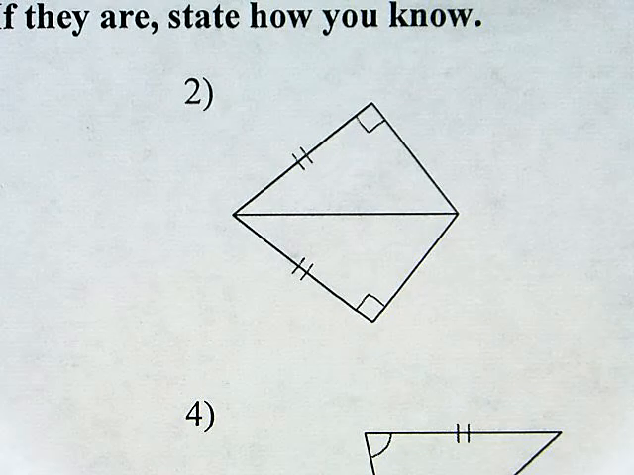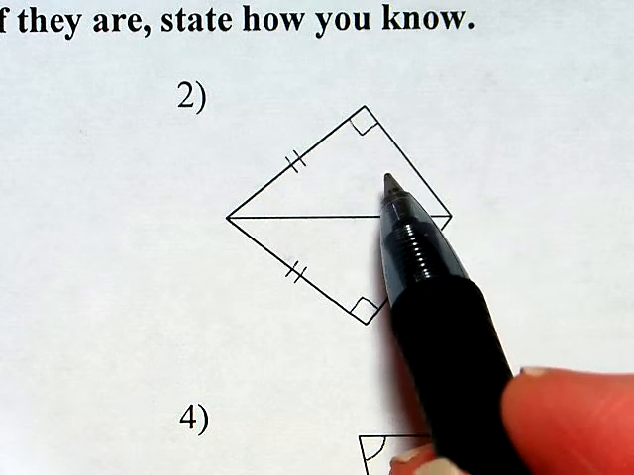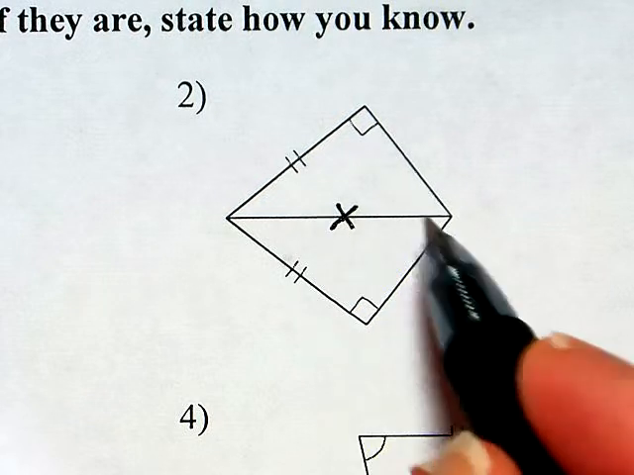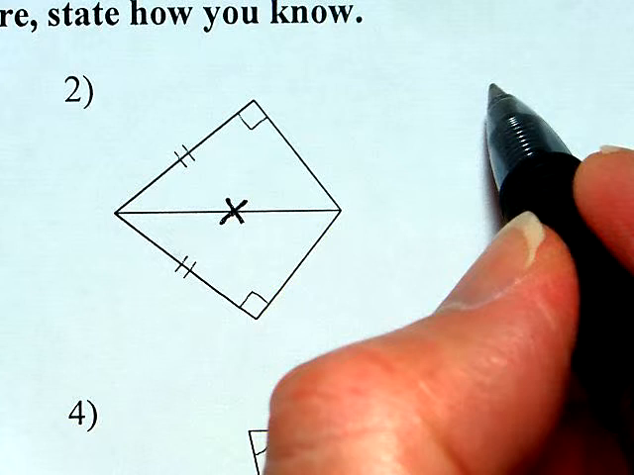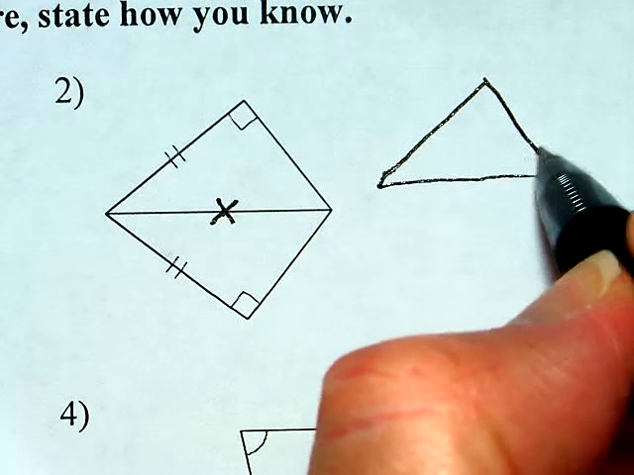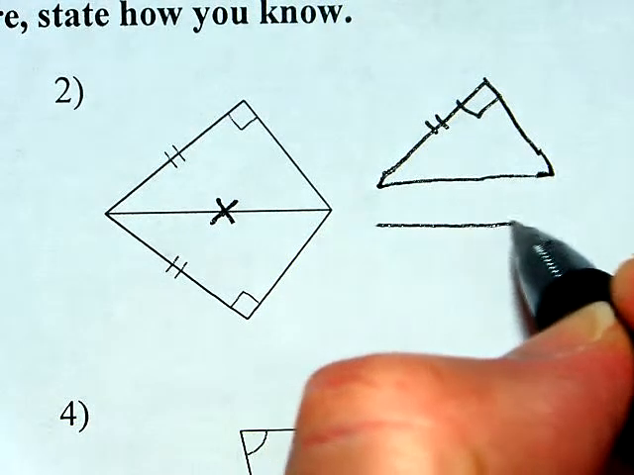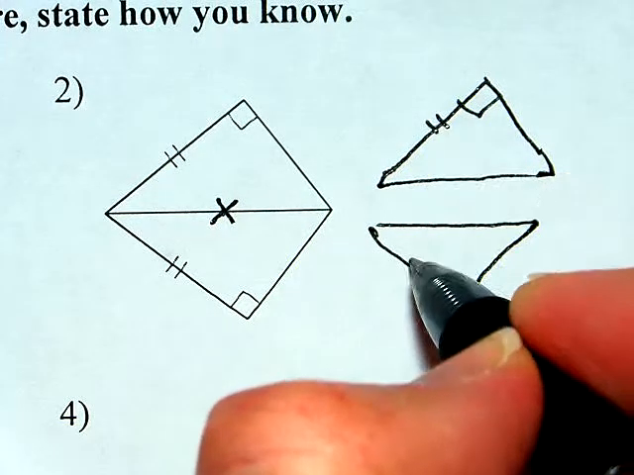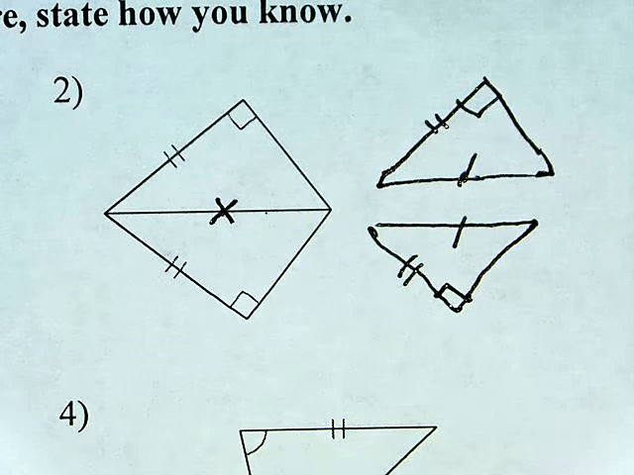Let's take a look at the second problem here. We've got two right triangles, one on the top and one on the bottom. And we know that the shared side is congruent to itself. So if we were going to try to sort of separate out the two triangles, it would look a little bit like this. We'd have a right triangle on the top, this side congruent, and we'd have a right triangle on the bottom, and this side would be congruent to this side, and this side would be congruent to this side, okay, because the side is congruent to itself.